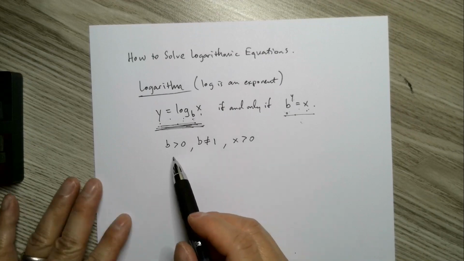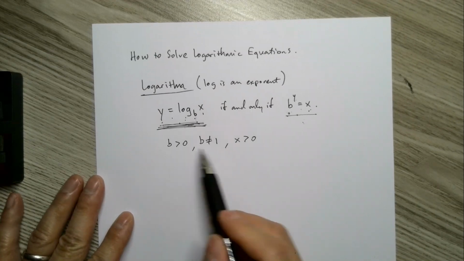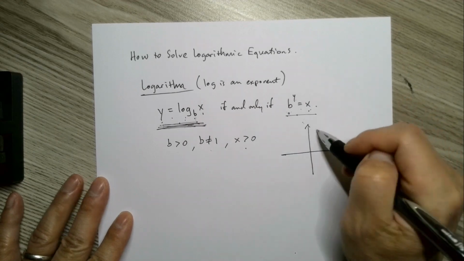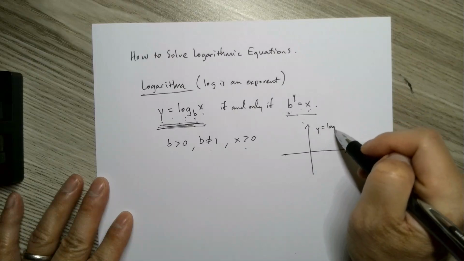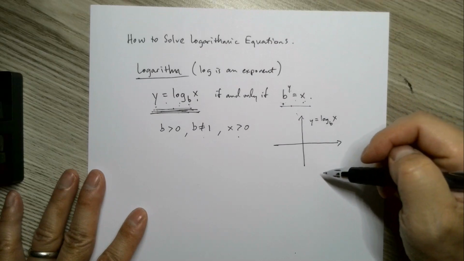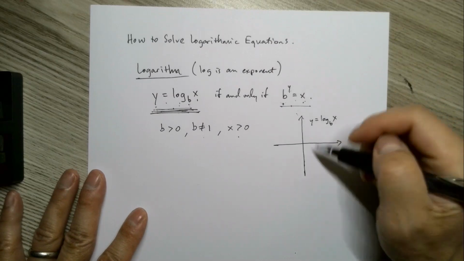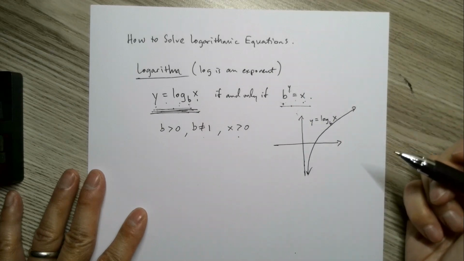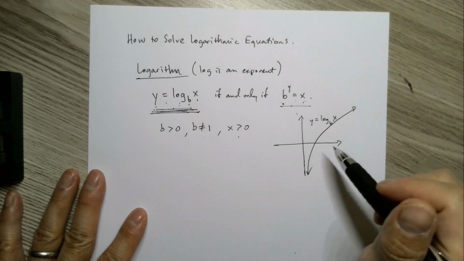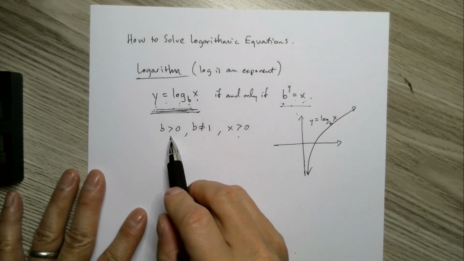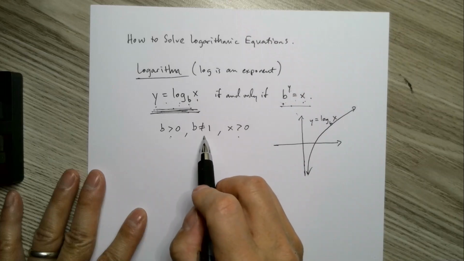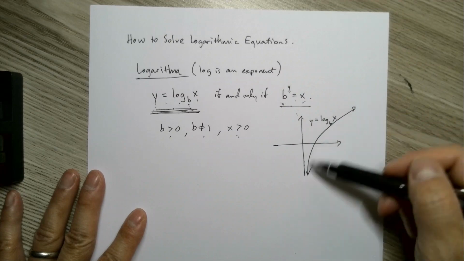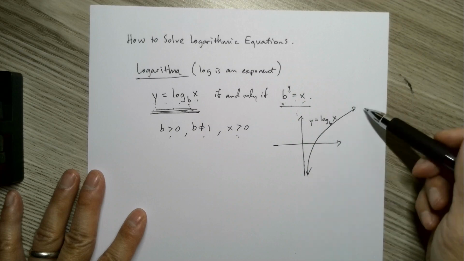Now, I'm not going to go into explanation in this video why we have these 3 restrictions, except to say that the graph of the logarithmic function, which looks like this, wouldn't look like this if we let b be less than 0 or 1 or x less than 0. So in order to preserve the nature of the logarithmic function, we have these restrictions.